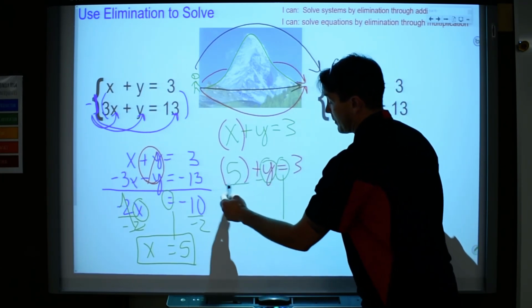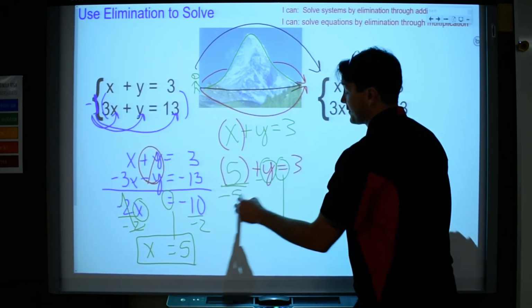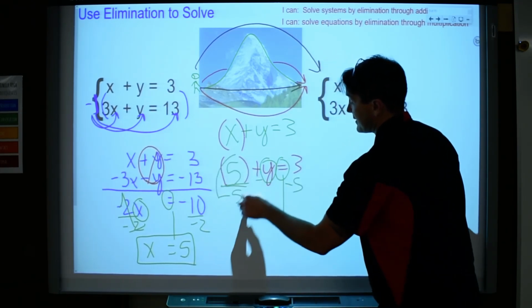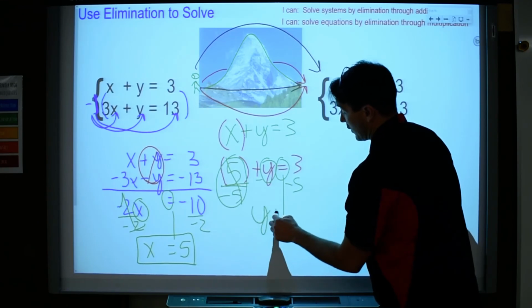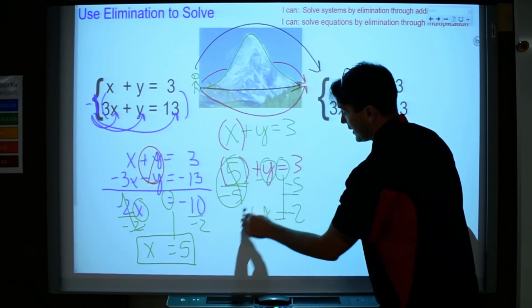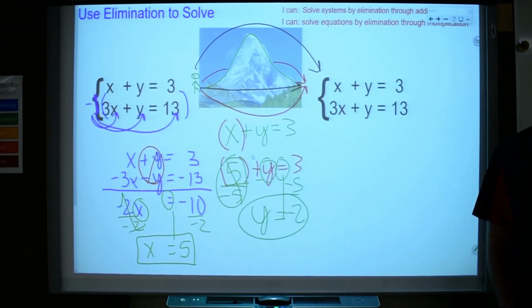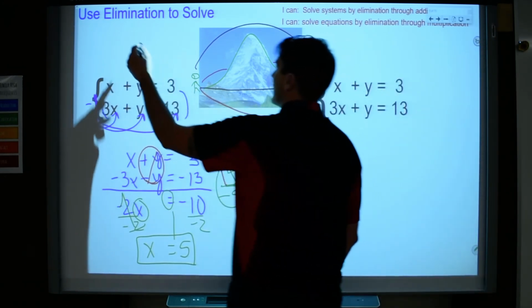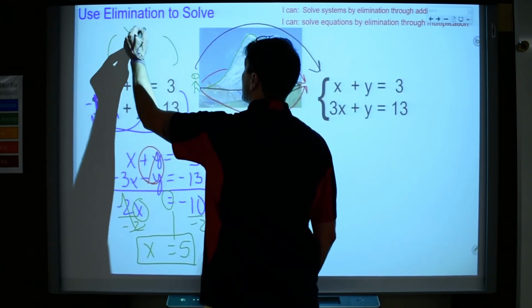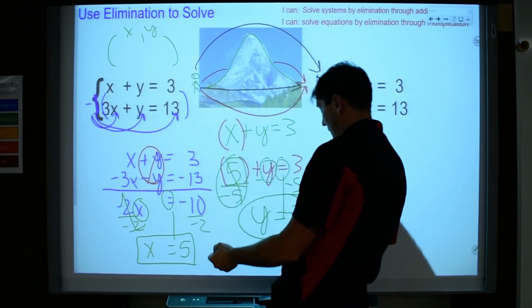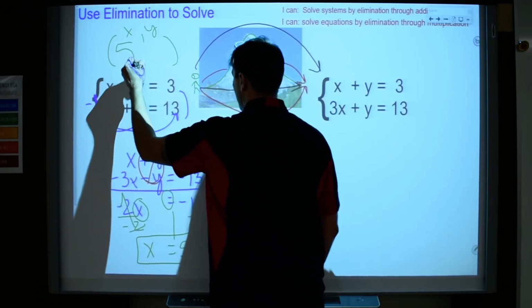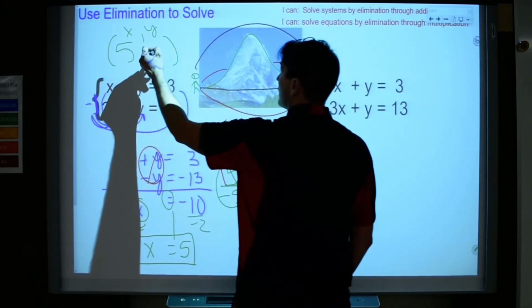Coefficient is 1, so I don't have to worry about that. The constant is 5, so I'm minus 5, and that's 0. And so I get y equals negative 2. Am I done? And the answer is no. Why? Because I have to put the ordered pair. The solution to a system is the ordered pair that makes it right. And the answer is 5, comma, negative 2.